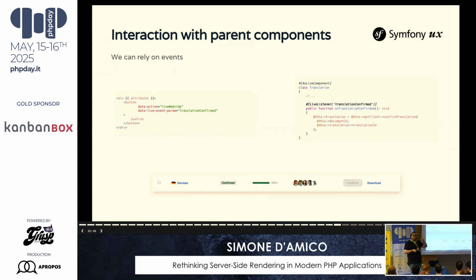You don't even need the method on the child component. You simply have to have a data action which is called live emit up, which means that all the parent components can listen to that event, and then the name of the event. And on the other side, on your own translation component, you can have the live listener attribute, which enables the listener, and you can do the same API request. And that's it. We enabled interaction. We allowed components to interact with the parent component without any JavaScript line of code.